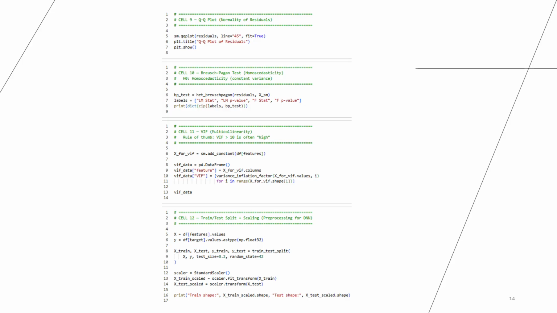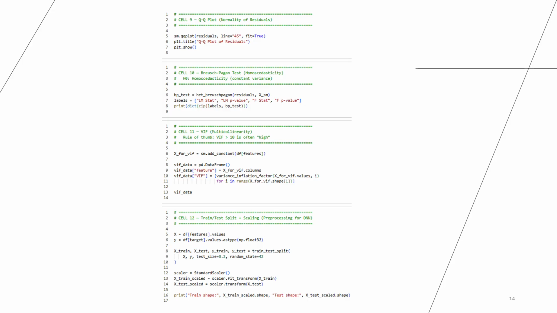Continuing our diagnostic analysis, the next step is to more carefully examine the distribution of the model's residuals. In Cell 9, we generate what is known as a QQ plot, which stands for quantile-quantile plot. This visualization compares the distribution of our residuals to the theoretical distribution of a normal distribution. If the residuals follow a roughly normal pattern, the points in the plot should fall close to the diagonal reference line. Small deviations are usually acceptable, but large systematic departures from the line can indicate that the residuals are not normally distributed. While strict normality is not always required for prediction-focused models, this check gives us additional insight into the structure of the model errors.